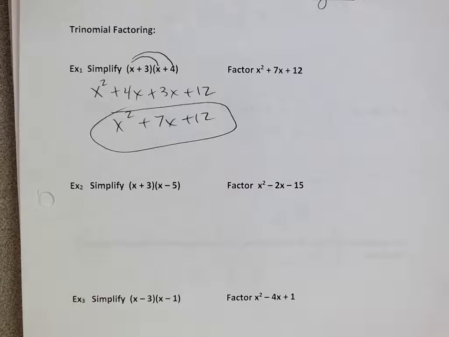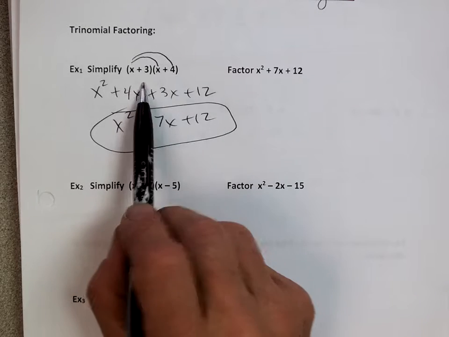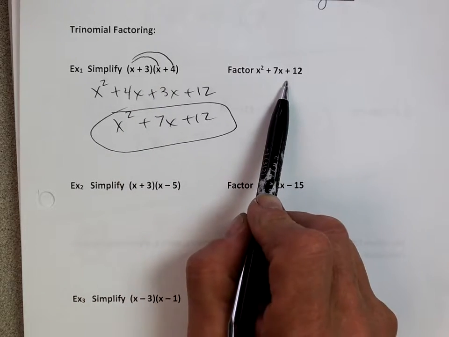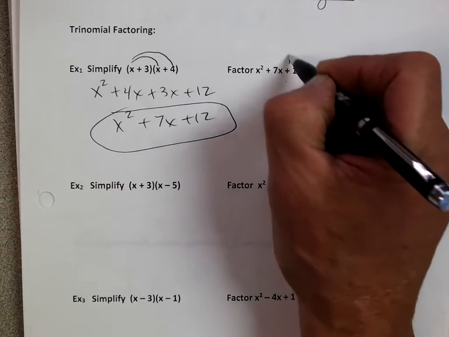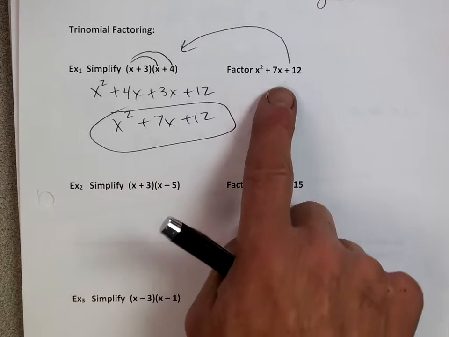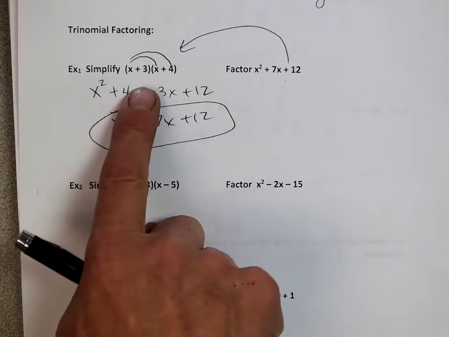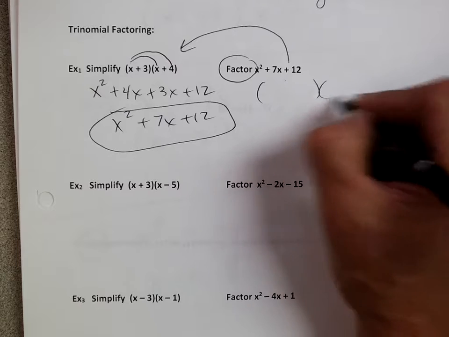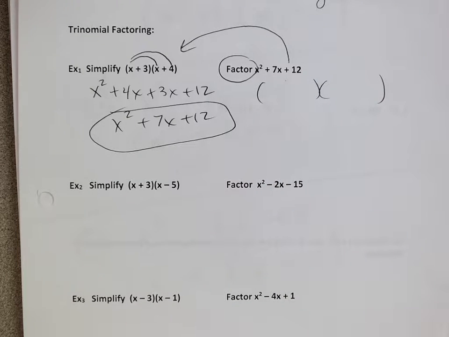Now, that's not this part. This is the factoring. Now, this is the answer. So if this is the answer, then we should be able to go back to the original question by factoring. Start there. We already know the answer, so let's go backwards now.